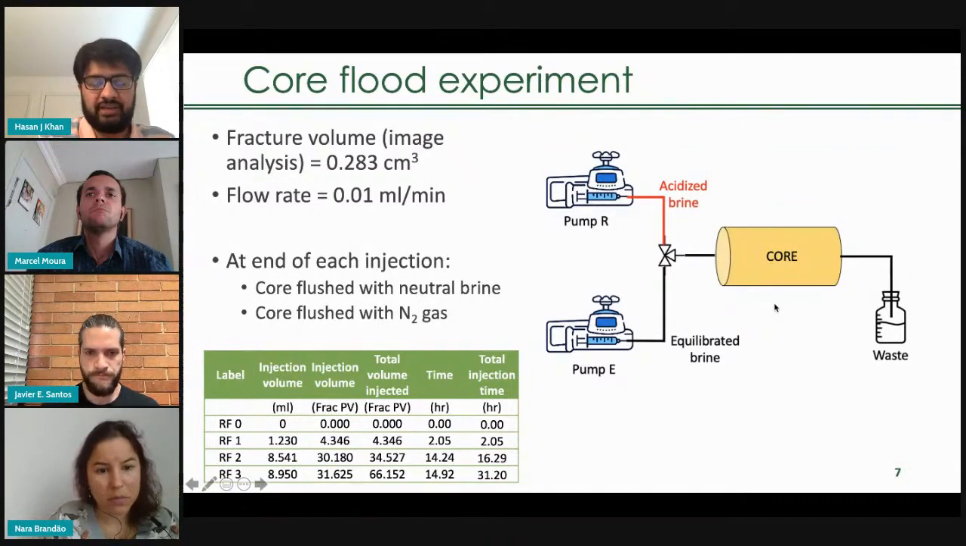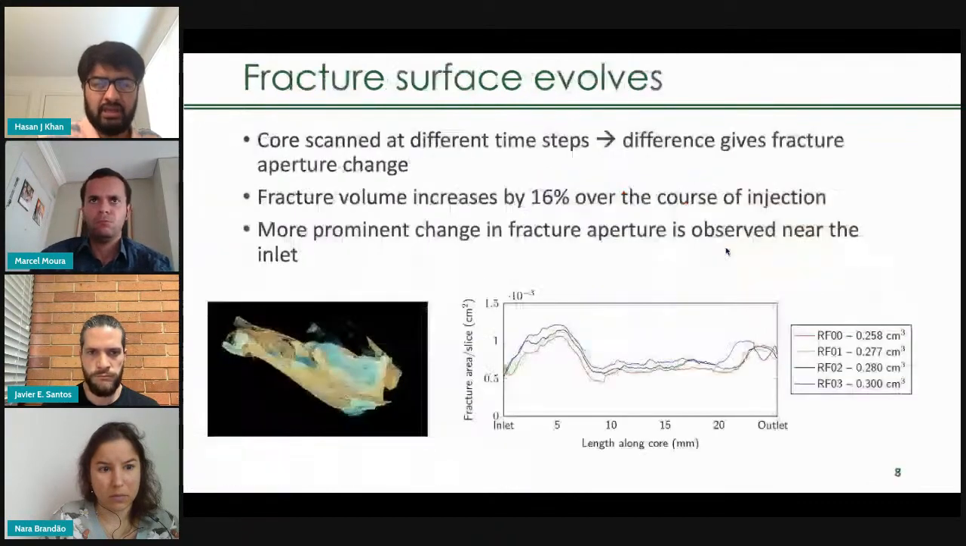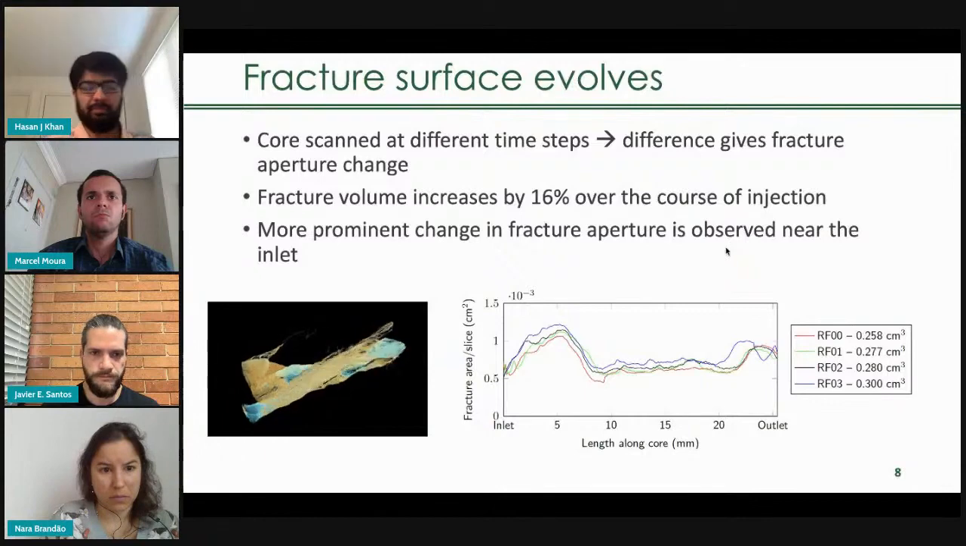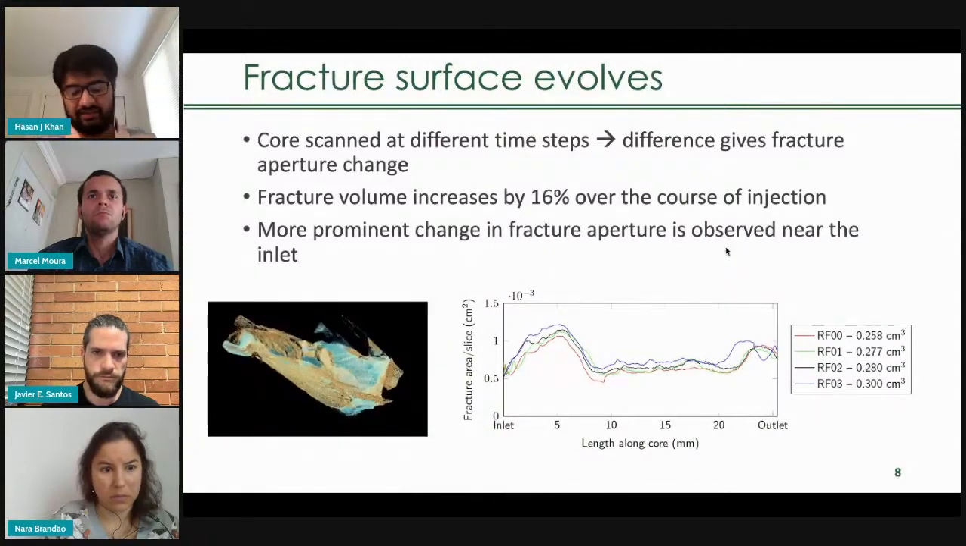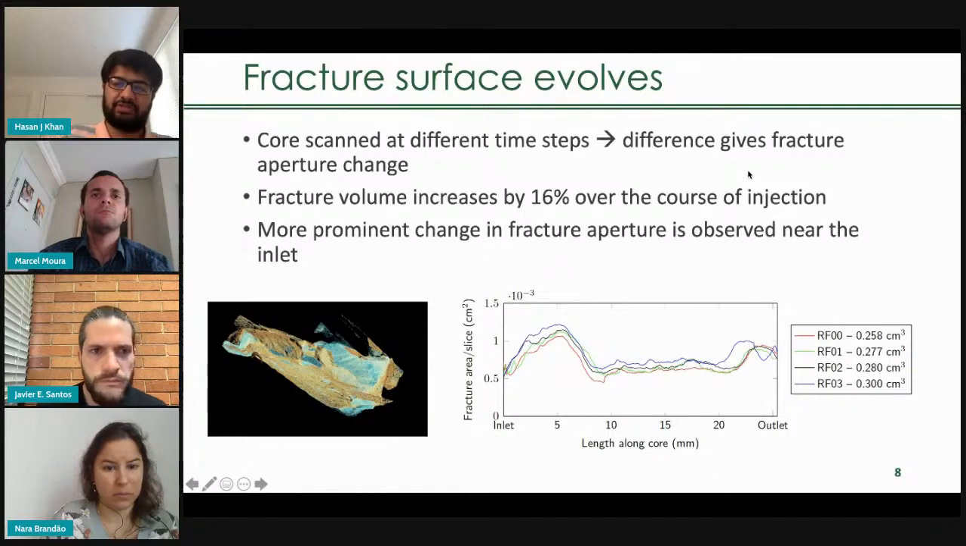And so the total flooding time we have selected is 32 hours, and we have broken it down into 3 time steps. The reason behind that is that this way we will have 3 different CT maps at different time steps, so that we can see how the fracture evolves over time. Combining the results, first the images are aligned, then the fracture maps are generated, and the differences between the fracture maps give us the change in the fracture aperture as well as the fracture volume.